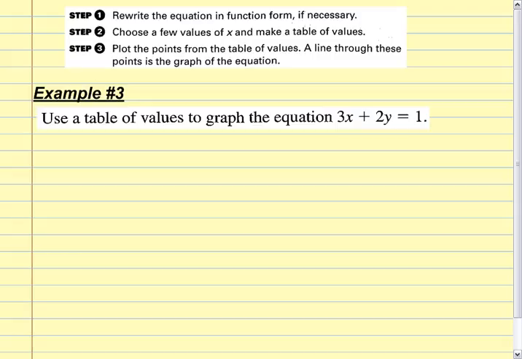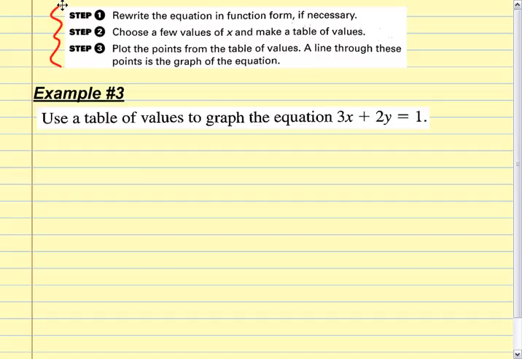Okay. Now look, I've got 3 steps here, but I actually want to read the example, and then we'll look at the 3 steps. Okay? Now, Drew, example number 3 says, use a table of values to graph the equation 3x plus 2y equals 1. Okay? Now, we're going to do that, but here are the steps that we're going to use. Step 1, rewrite the equation in function form if necessary.